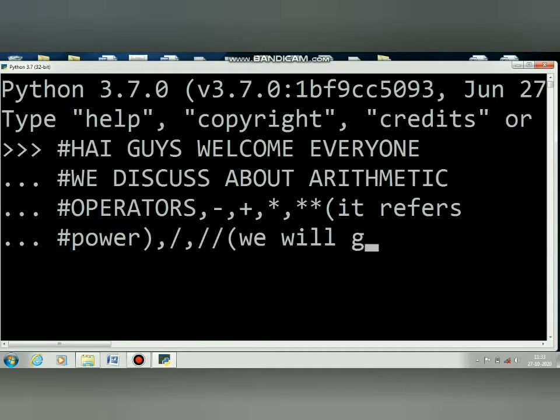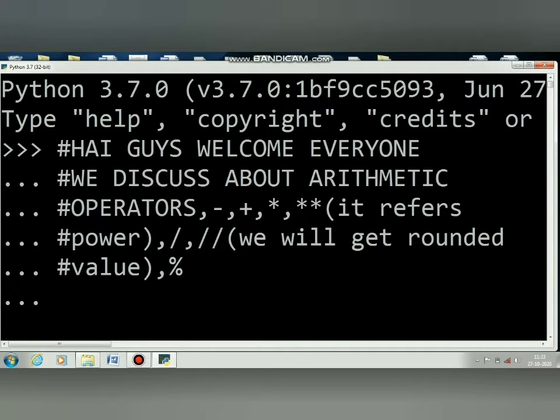In this case, the divide by operator is considered as a quotient. The modulo division operator, also the percentage symbol, is considered as a remainder. So this is the important point to listen to about arithmetic operators.